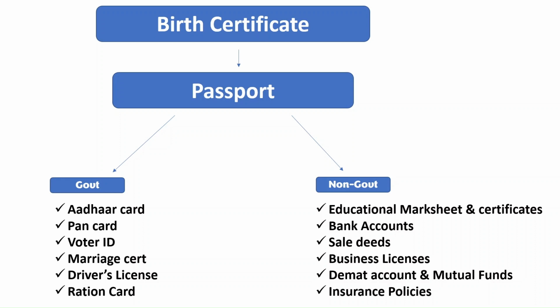Suppose you have invested in some property or real estate, then you should make sure that your name on the sale deed is as per your ID proofs. Business licenses: if you've applied for a trade license or something, make sure that your name reflects correctly there as well. Demat account, mutual fund, insurance policies: if your name is incorrect on these documents, you need to do re-KYC. You need to do the KYC again and get this rectification done.